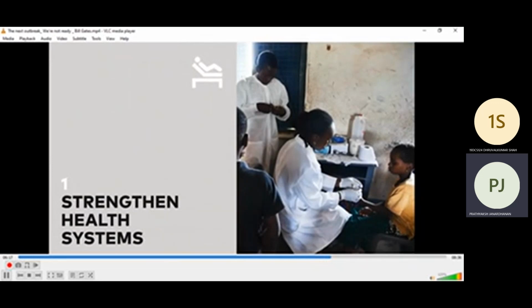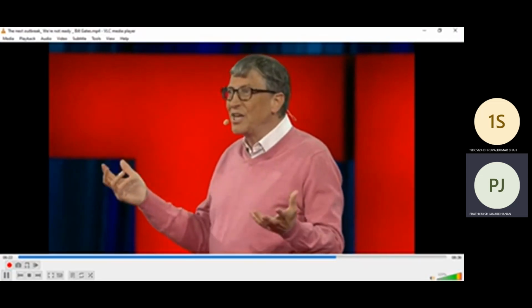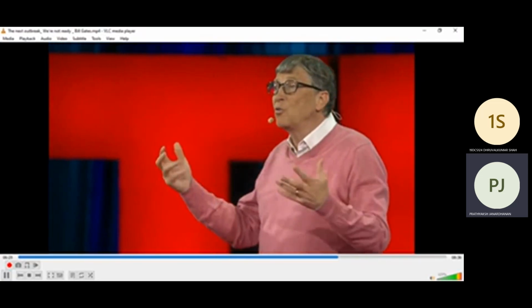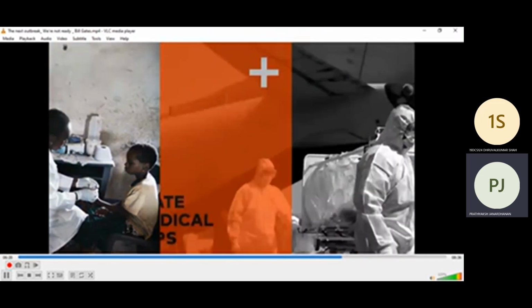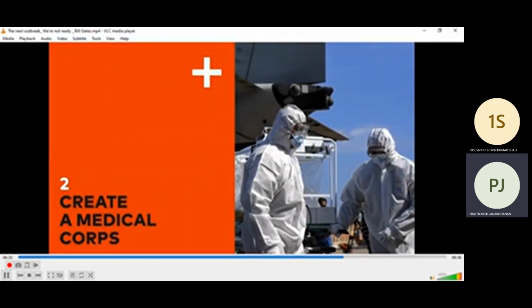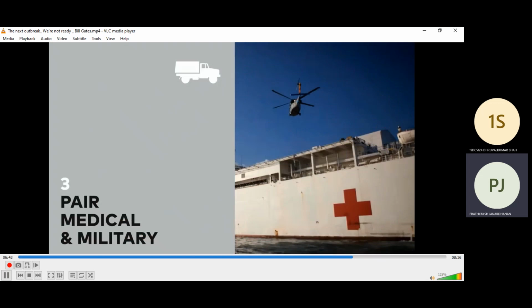First is we need strong health systems in poor countries. That's where mothers can give birth safely, kids can get all their vaccines, but also where we'll see the outbreak very early on. We need a medical reserve corps. Lots of people who've got the training and background who are ready to go with the expertise. And then we need to pair those medical people with the military, taking advantage of the military's ability to move fast, do logistics, and secure areas.